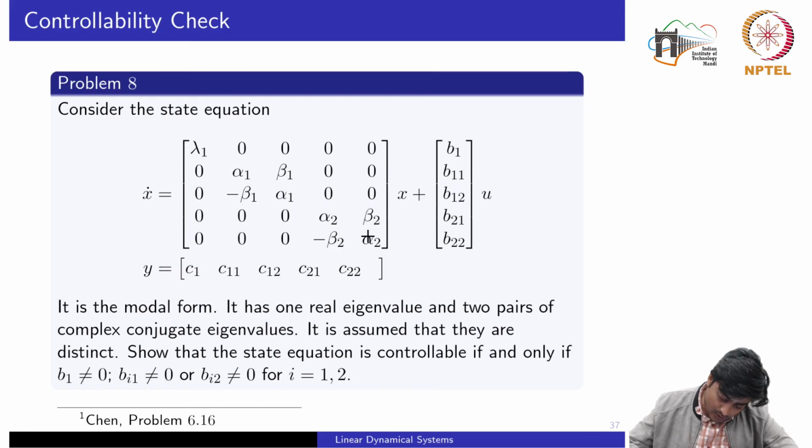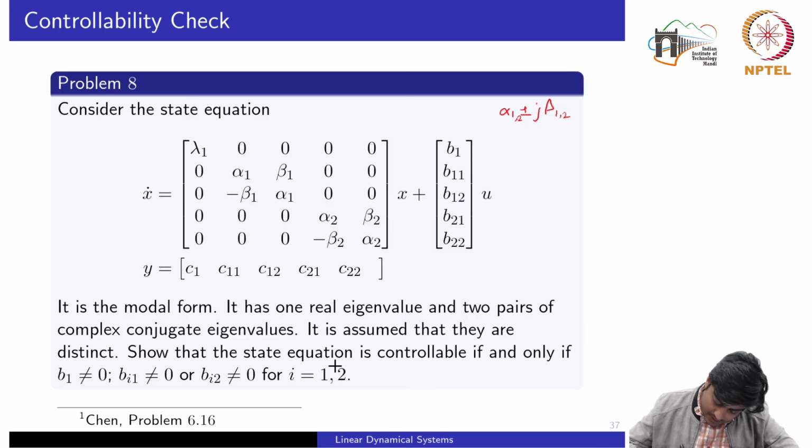So this has already been specified in the modal form. It has one real eigenvalue, which is lambda 1, and two pairs of complex conjugate eigenvalues. So this has been expressed in terms of the modal form, because eigenvalues occur in complex conjugate pairs, so the eigenvalues are alpha plus minus j beta, so j beta 1, and similarly for 2. Okay, so all 5 eigenvalues are distinct.